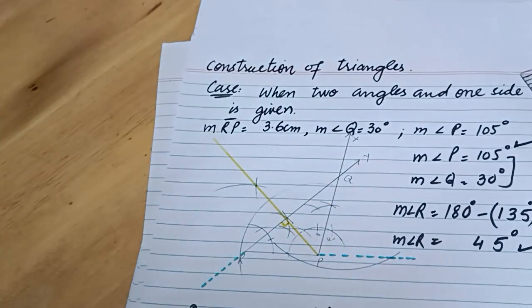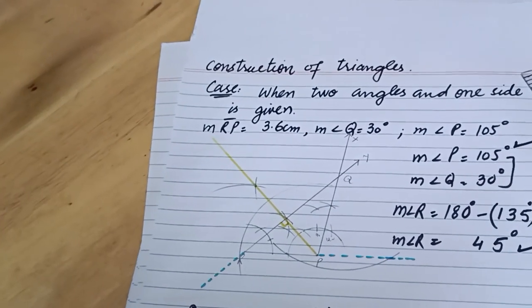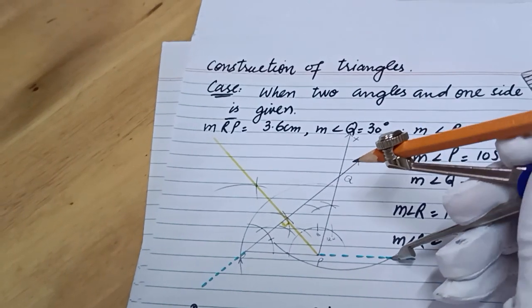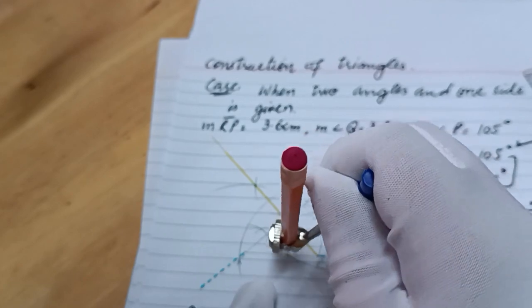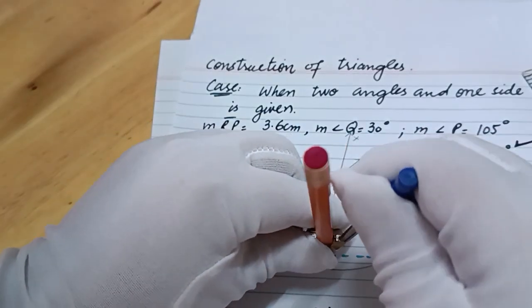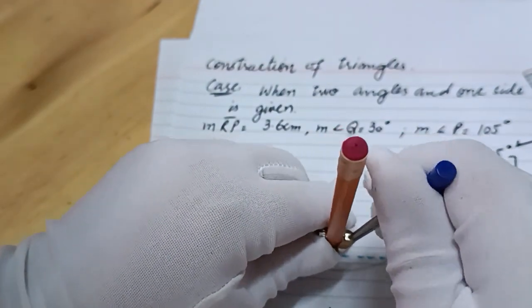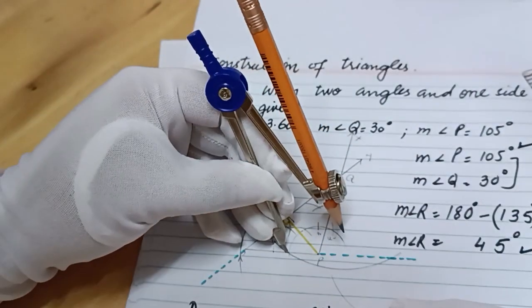So from these two points, we can do the bisection. Again, for the bisection of a line segment or an arc, we can open it a little more than half. We have to take a little more than half of the arc. So this is enough. Take the arc here and draw the arc here.